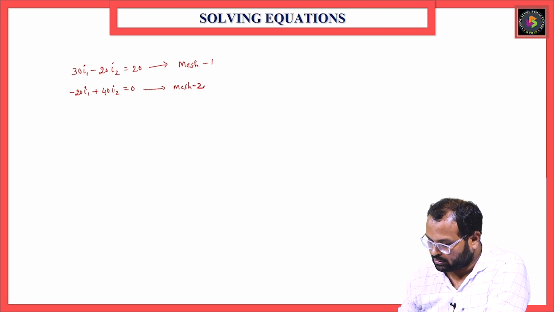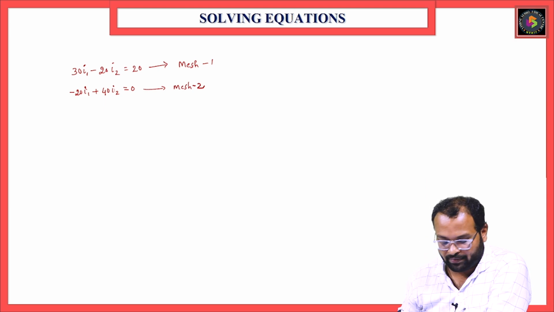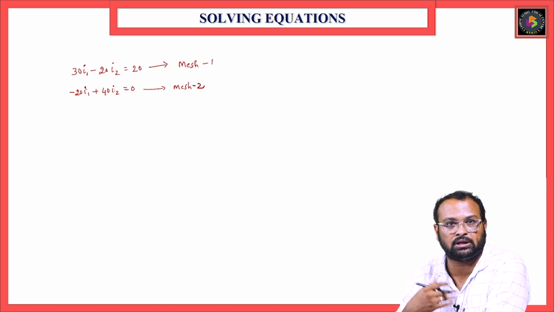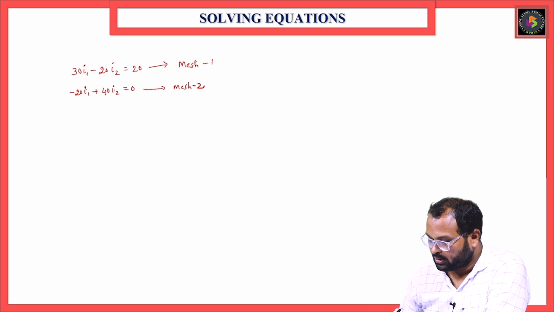Okay. So we have 30 I1 minus 20 I2 is equal to 20, and then we have minus 20 I1 plus 40 I2 is equal to 0. It is a two variable problem, so you can do it directly by mathematical cancellation. But if your meshes are more, if it is 3 or 4, better you go for the calculator.